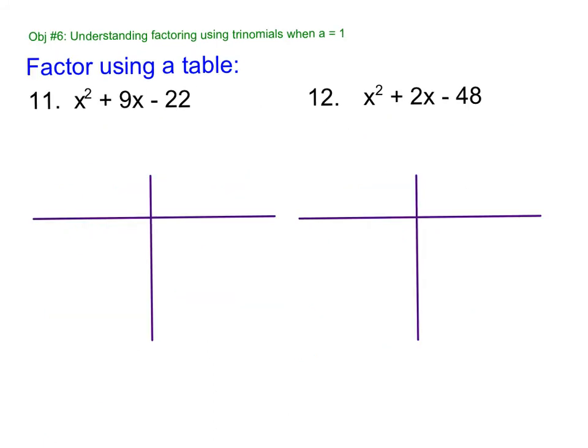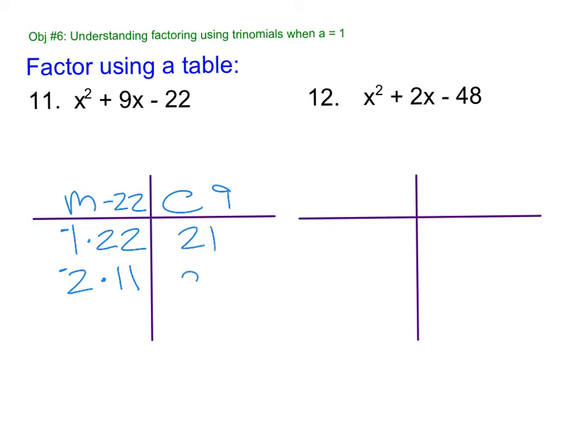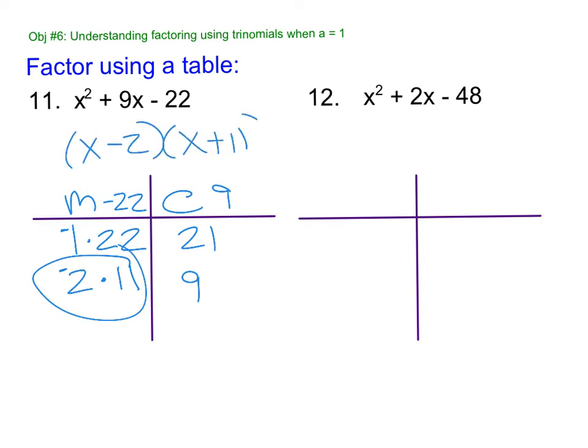All right, same exact thing, but notice the middle term is now positive. Why don't you pause the video and try these two on your own? 11's pretty easy because negative 22 doesn't have a lot of numbers. 1 times 22 and 2 times 11. Now, since we're multiplying to a negative, one of them's negative, the bigger number is positive. The combined is positive, so the bigger number is positive. So it's negative 2 and 11. X minus 2, x plus 11.